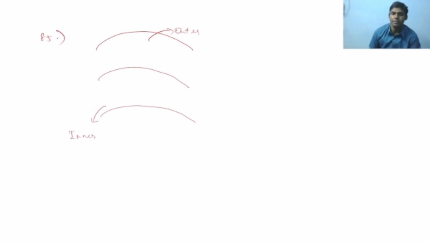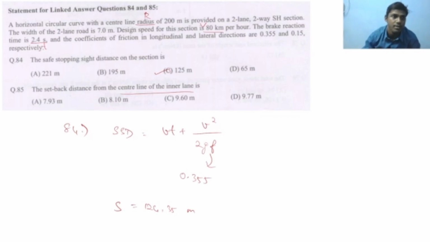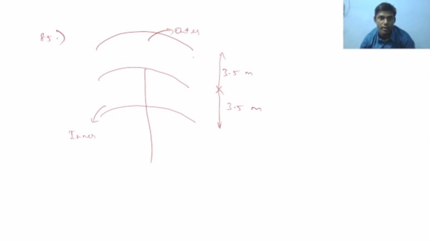So we calculate setback distance from the center of the road. So this is center. This is a road, this is state highway. We always calculate setback distance from here only, from center of the road. Now this will be 3.5 meter and this will be 3.5 meter, because in the question the width of two lane road is 7 meter. So for one lane it will be 3.5 meter and another lane it will be 3.5 meter.